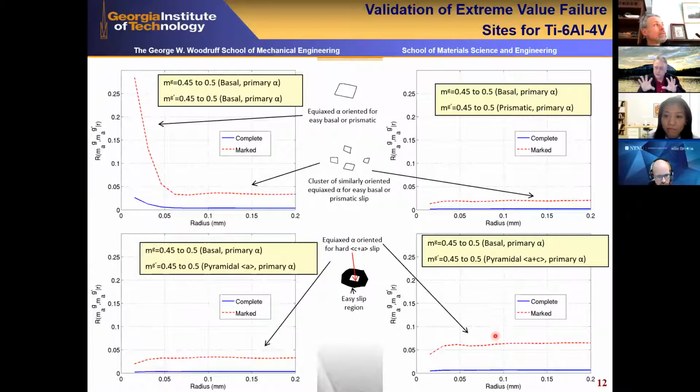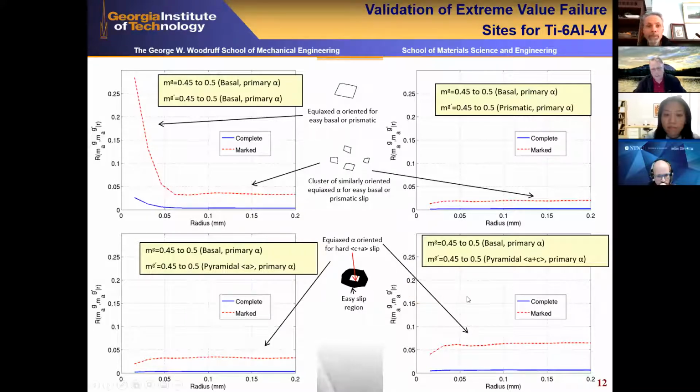In other words, we have a basal oriented slip primary alpha grain next to one that's unfavorably oriented for basal, but it has a dominant C plus A type of mode. We have a name for these two scenarios. This one is a large alpha particle. This one is a hard alpha particle. And in the jargon of the literature in fatigue of titanium alloys, those are two names that people often cite. So we have a super alpha particle, a large alpha particle, versus a hard soft region, a hard alpha particle.